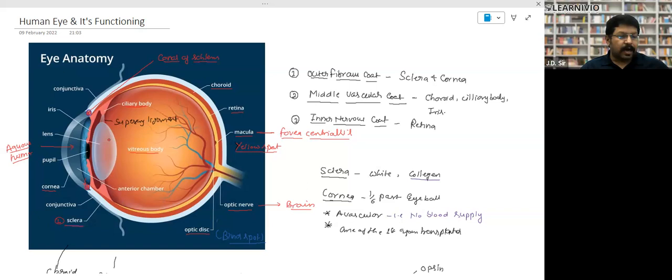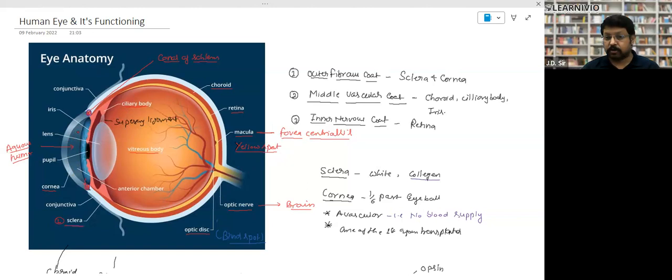Our lens remains suspended with the help of the suspensory ligament. These ligaments can change the shape of the lens, and that is how they adjust the focal length. Again, this cornea part keeps on absorbing oxygen from the external environment. That is also important.